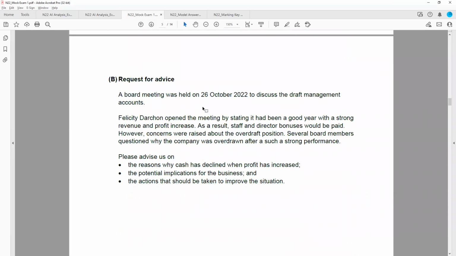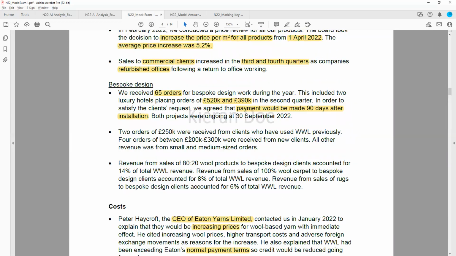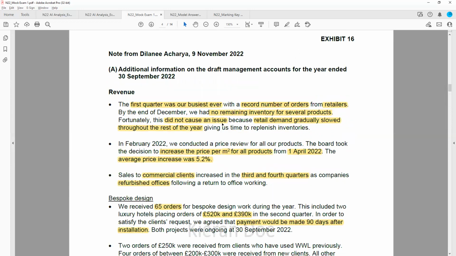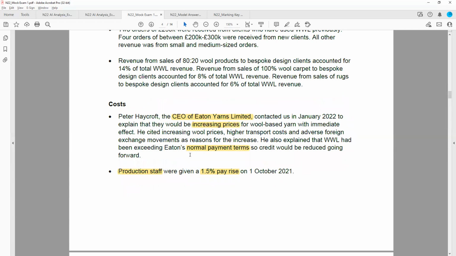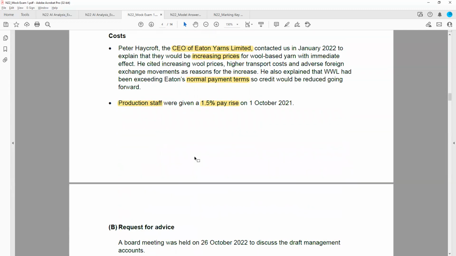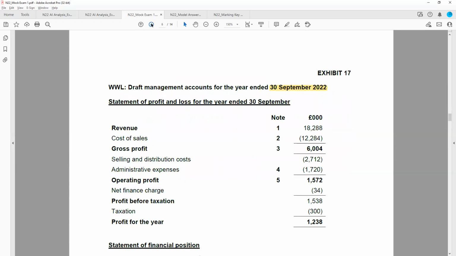And then we've got the request for advice, which is the second part of requirement 1. And we can see here, this is focused on cash. Why has cash declined? Implications for the business, action to be taken. So this is kind of, as we would expect, reasons why each item's gone up or down. We've got plenty here for revenue, some for costs, and then the request for advice seems to be on cash. So everything is kind of where I would expect. So that's what I like to do first of all, kind of high level, look at what information I'm given.